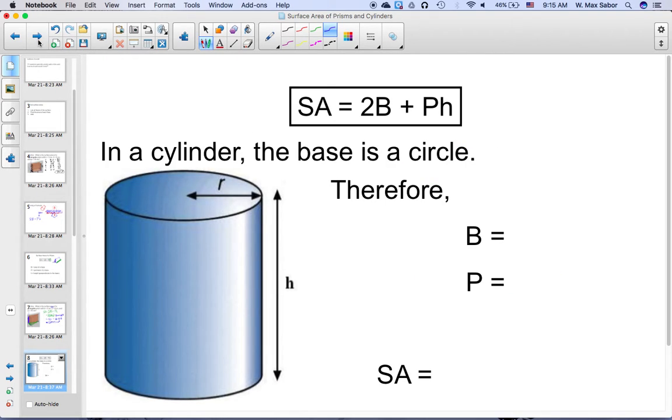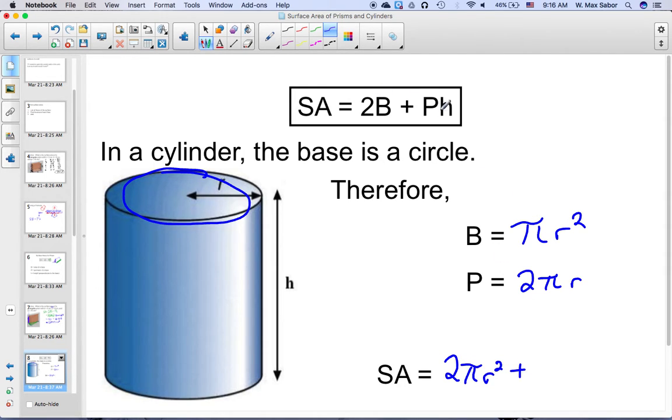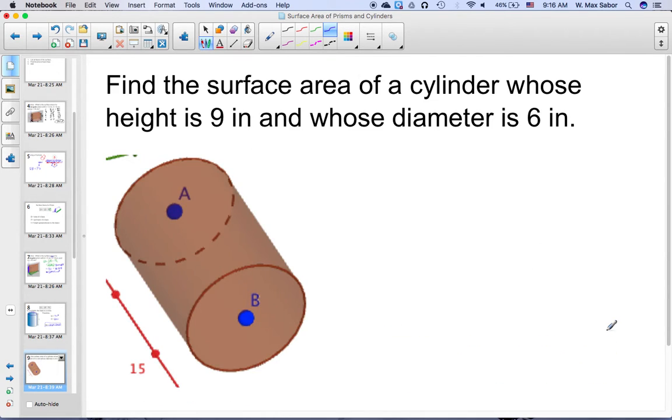In a cylinder, the base is a circle. So the area of the base is the area of a circle, pi r squared. The perimeter of the base is going to be the circumference, 2 pi r. So when we substitute this in, instead of the base, we'll write pi r squared. Instead of perimeter, we'll write 2 pi r. And then we still need to write h. So this is the surface area of a cylinder.